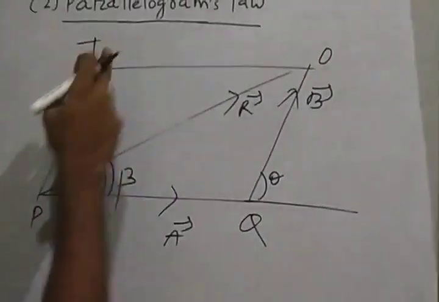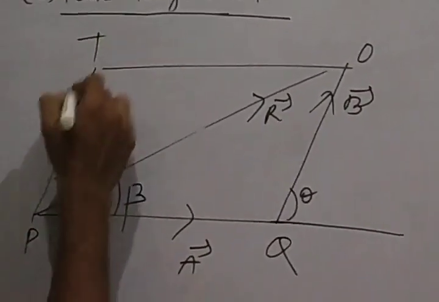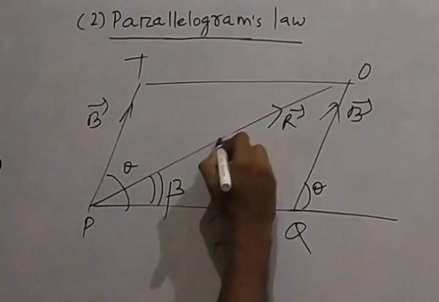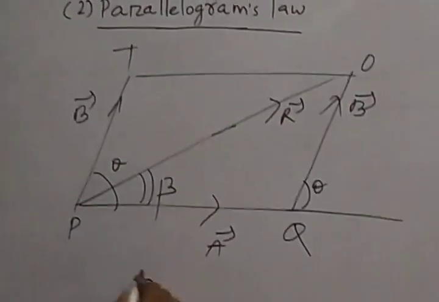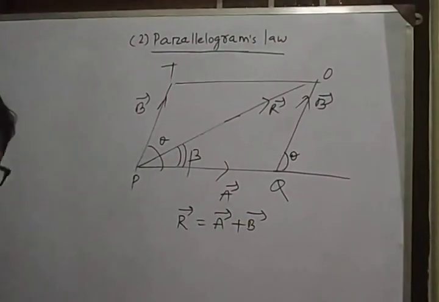So PQOT is a parallelogram. PQ represents A vector and PT represents B vector. Now the PO diagonal will give me the resultant of the two vectors. R vector equals A vector plus B vector.